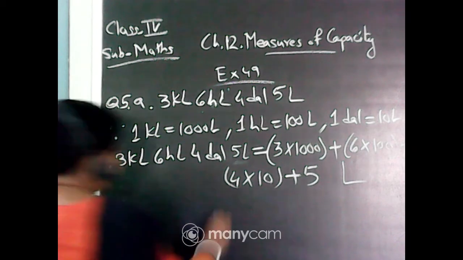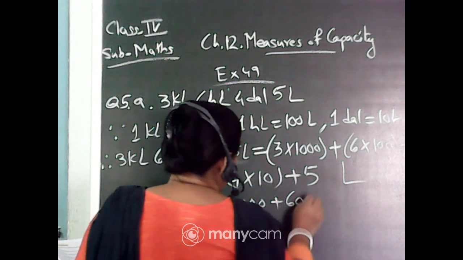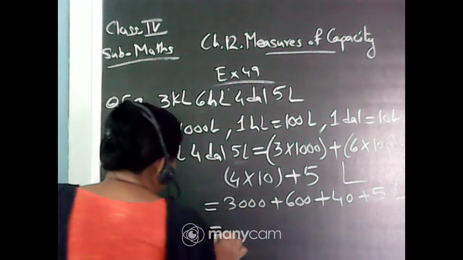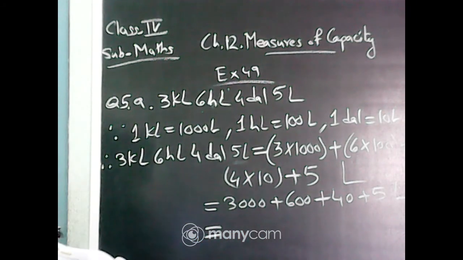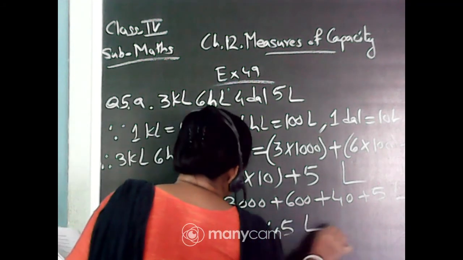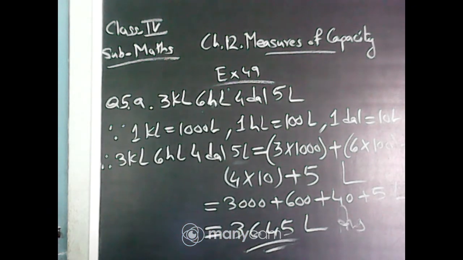Now multiply this. First one will be 3000, next one will be 600, next one will be 40, and then 5 liters. So after adding you will see that you are getting exactly 3645 liters. So this is the answer. 3645 liters. Okay, do one more. Quickly do number B and tell me the answer.